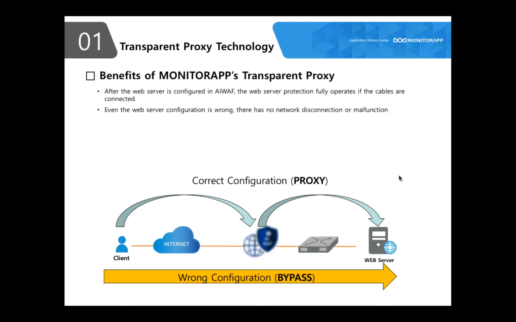So this is the topic: configure the AOR and connect the cables, and that's all. After that, the traffic will be fully protected as a proxy, even if the IP or MAC addresses do not exist in the network system.